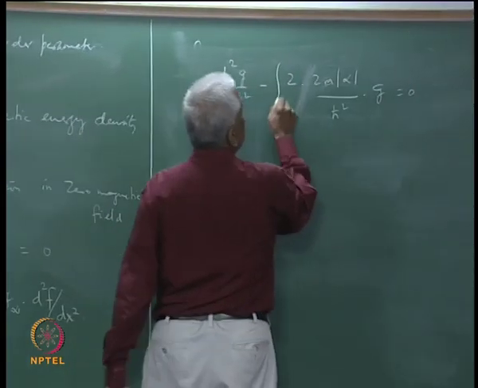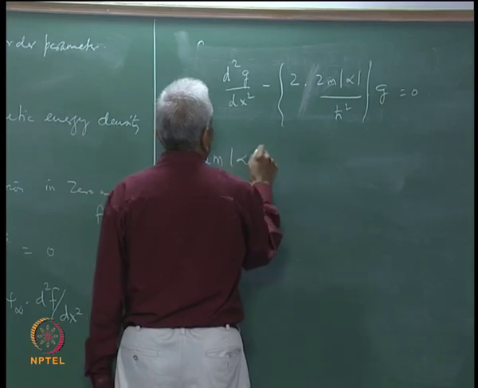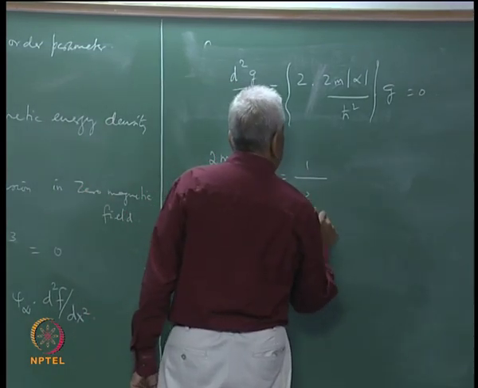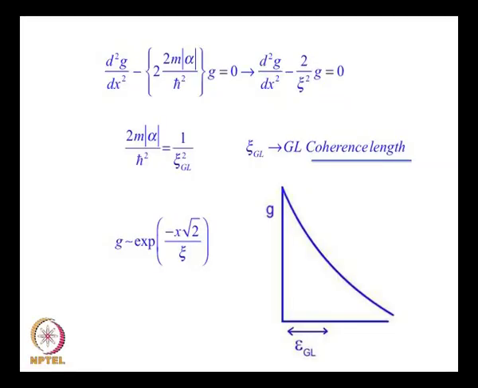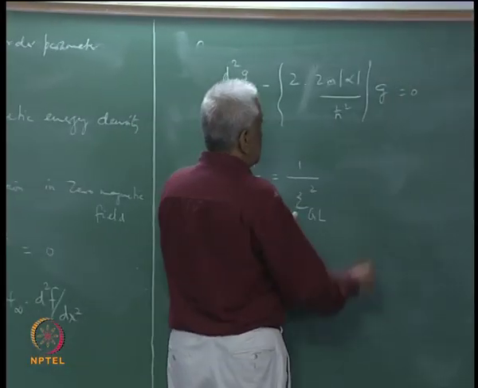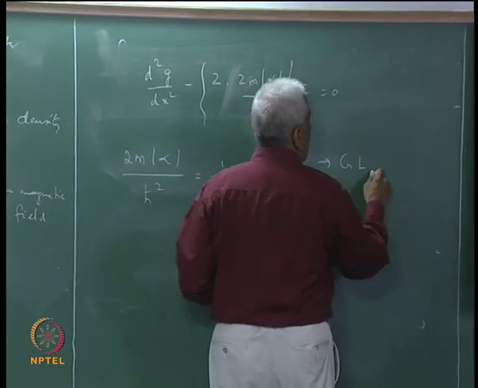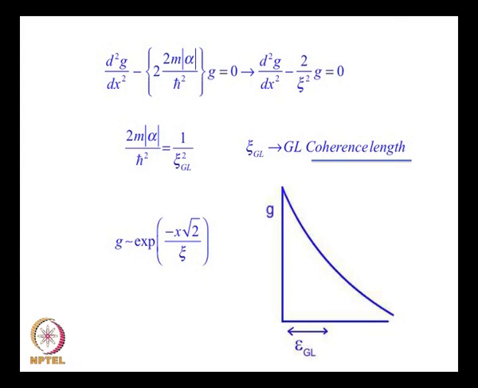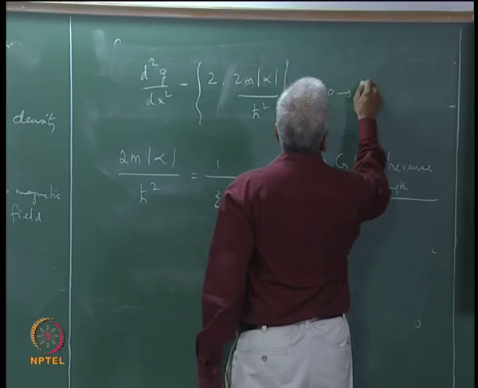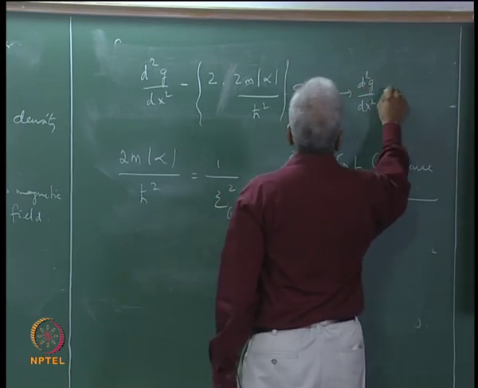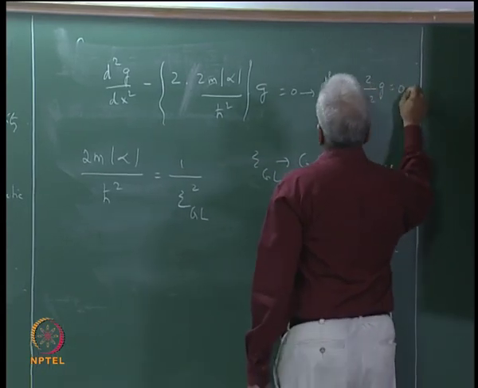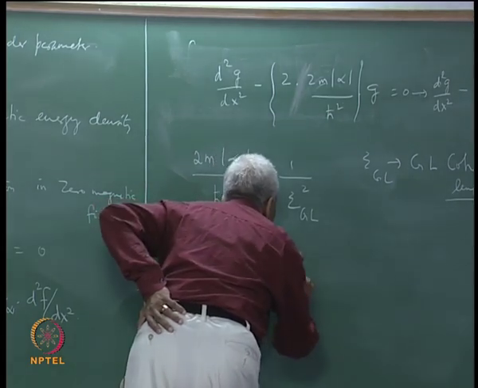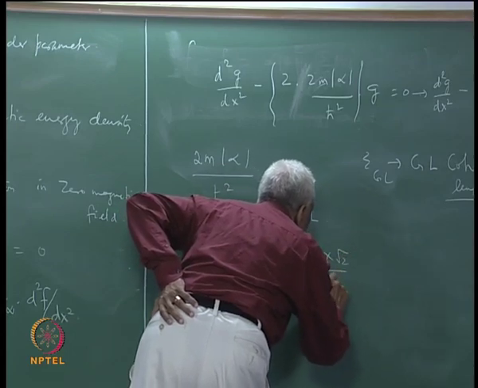So, all these are constants. So, let us say 2m mod alpha by h cross square, since this is an energy, has the dimension of reciprocal length square. So, let us call it psi with a subscript GL to show that it is a length defined by the Ginsburg Landau theory. The psi GL is known as the Ginsburg Landau coherence length. So, with that nomenclature I can write this as d square g by dx square minus 2 by psi square g equals 0, for which the solution will be g of the form exponential minus x root 2 by psi.